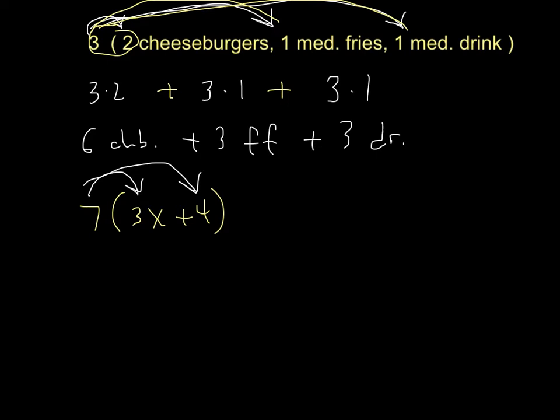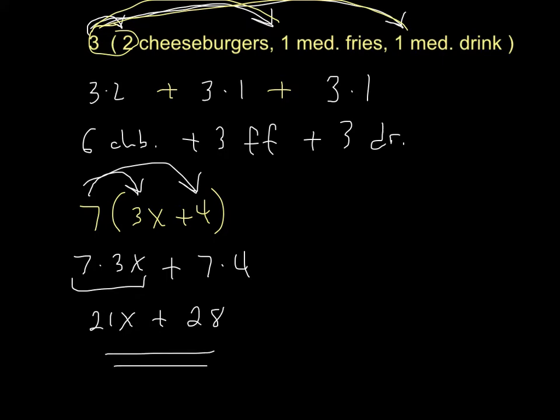So the first thing I want to write is 7 times 3x, and that is going to be added to 7 times 4. Now I want to evaluate 7 times 3x, that's going to be 21x, and 7 times 4 is 28. That's going to be my final answer because these are not like terms, and that's why we already discussed what like terms are.